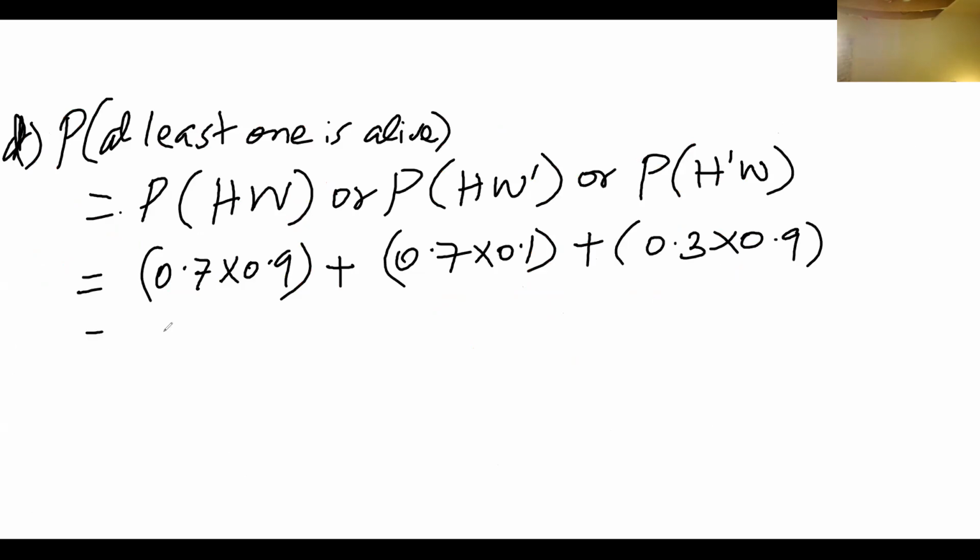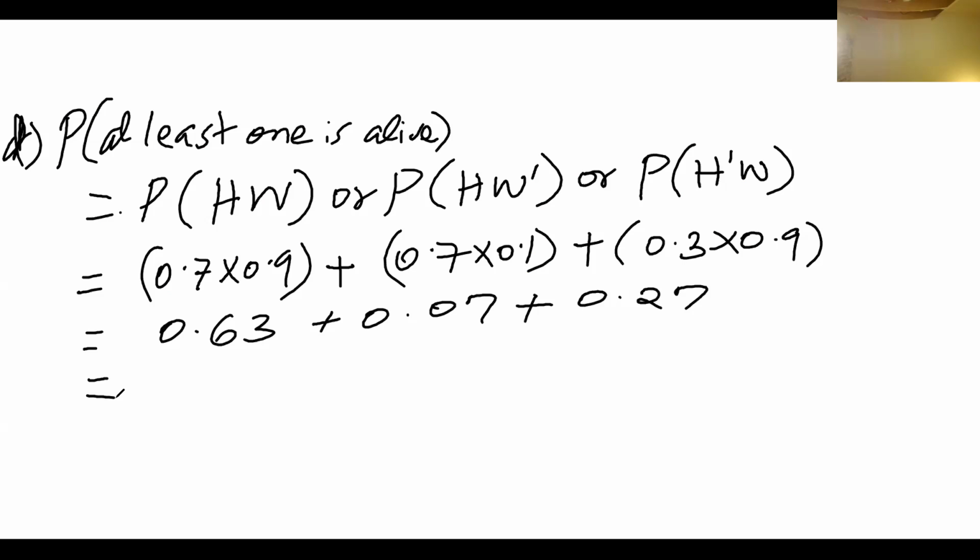So this one gives you 0.63 plus 0.07 plus 0.27. So the solution here is, this is 10, 17, then 2 plus 0 is 3, plus 6 is 9. So it's 0.97. But this is a long way of doing it.